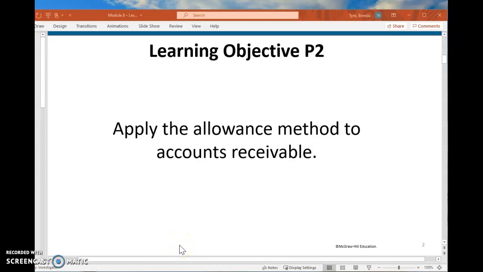Remember, we had two methods that we could use to record the uncollectability of accounts receivable. The first one was the direct method, which we went over in the last lesson. In this lesson, we're going to take a look at the allowance method, which is quite a bit more complex, but it is the more accurate of the two.